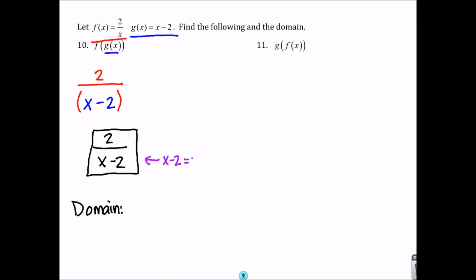If I want to know what will make the denominator 0, I can set that equal to 0 and solve. And I get x equals 2. So if I plug 2 in for x, I will end up dividing by 0, which is not allowed, which means our domain is everything except for 2. So we can write this either in interval notation as negative infinity to 2, union 2 to infinity, or in set notation, it's the set of all x's such that x does not equal 2.